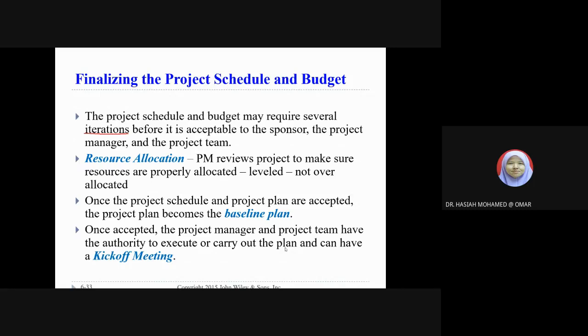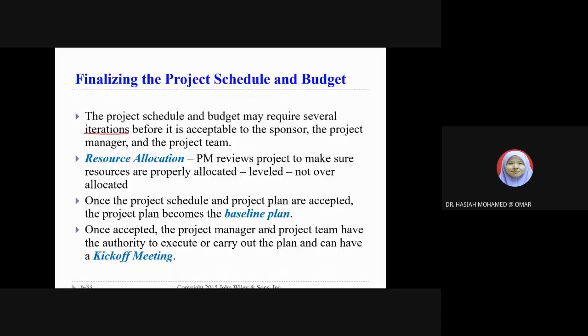Okay, how we can finalize the project budget and the schedule. So normally it requires several iterations before it can be accepted by the sponsor. Okay, selepas ni baru ada yang budget punya ni. Okay, so we also need to look at the resource allocation. So sebenarnya kita kena tengok semua resources ni. It can be the person, it can be the facilities, it can be the technologies.